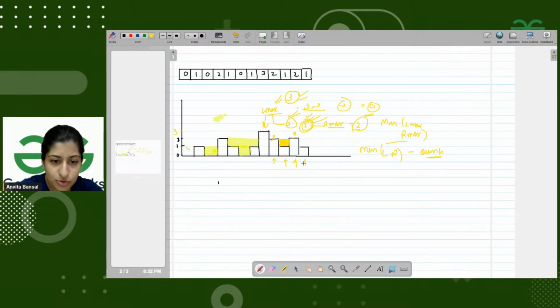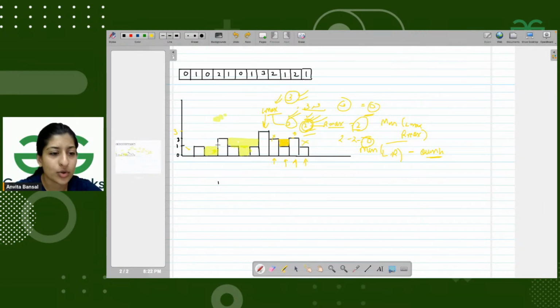Now when I'm at this position, left max is what? 3. But what is R max? R max is its own height. So the minimum of L max and R max is its own height, that is 2. And 2 minus its own height is going to be 0. So that is going to store 0 amount of water, because even if I store some water here, it will spill since there is no tower to hold it. Understood this thing? So this is what I wanted to explain using this picture.